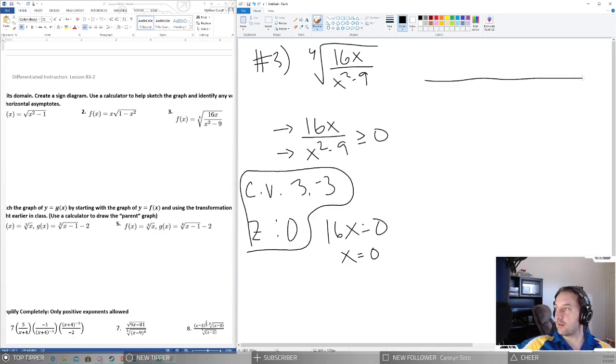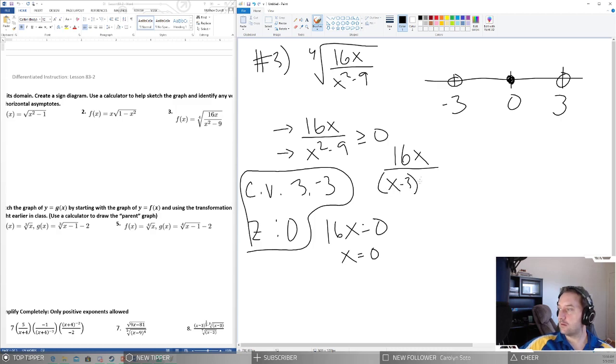So we place those on the number line. Critical values always are open circles. And then our zeros depending on the inequality. So now we just need to go through and test true or false. I'm going to do the sign chart method this time. So I just factored the denominator. So if I plug in -4, -4 times 16 is a negative. -4 minus 3 is a negative. -4 plus 3 is a negative. 3 negatives means that it's negative.